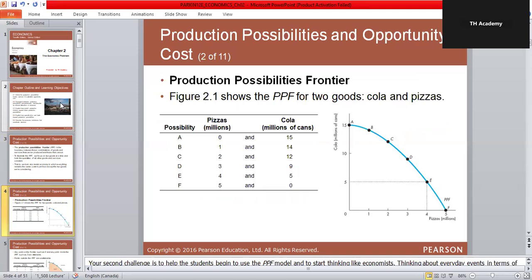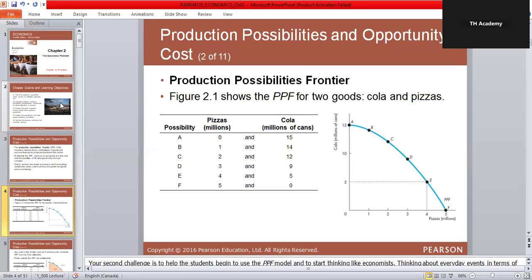So, a production possibility frontier example. Okay, now imagine your factory produces just two things, pizza and cola, right? You have limited resources: workers, ovens, ingredients, soda machines. So you can't make unlimited amounts of both. That's where the PPF comes in. It shows all combinations of pizzas and cola you can produce using your resources efficiently. So here's the table to visualize it. Think of it like a menu for your factory.